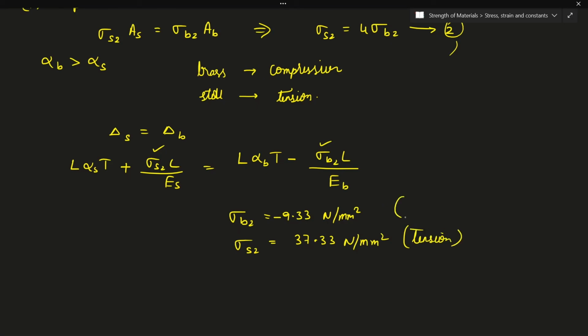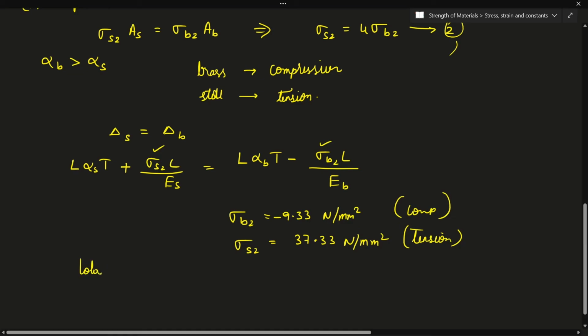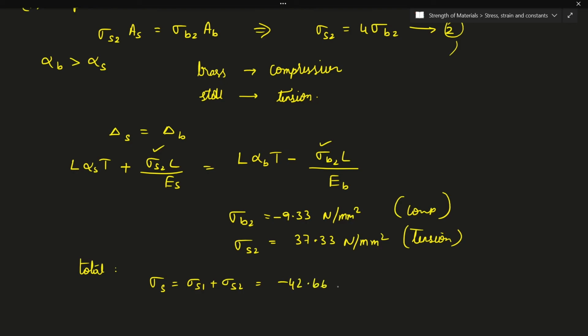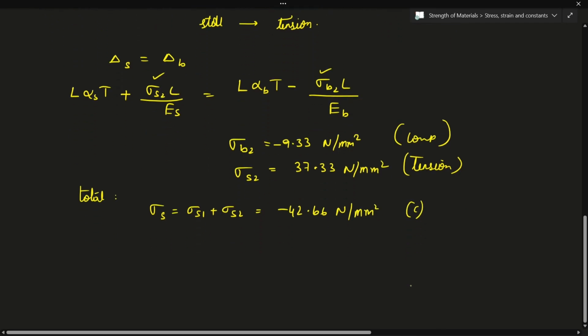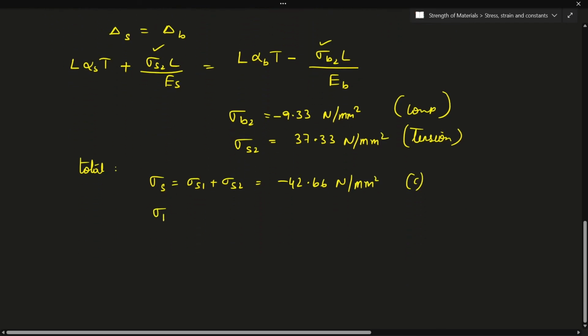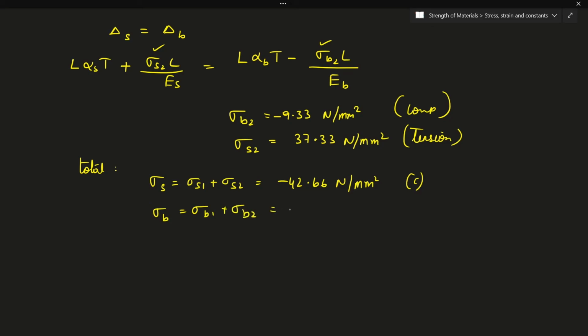And this is compression. Now the total stress: sigma S will be equal to sigma S1 plus sigma S2, and if I sum it up, I'm going to end up with minus 42.66 Newton per mm square. So this is compression. And sigma B will be equal to sigma B1 plus sigma B2, which is nothing but 170.66 Newton per mm square.